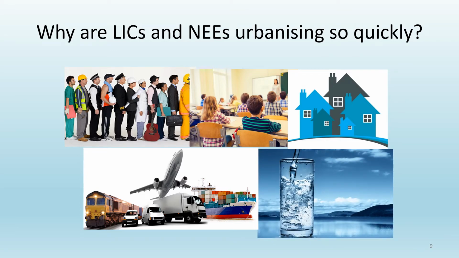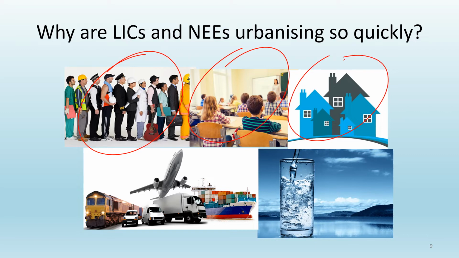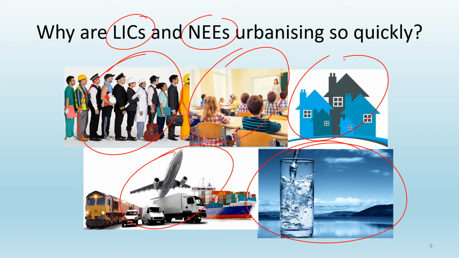Whereas in the rural areas, there are fewer jobs. In the rural areas, there are fewer schools. In the rural areas, housing is of lesser quality. There's limited transport and the water in rural areas in the NEEs and LICs is often dirty. So people are dying of cholera. That's why they are urbanising into towns and cities.